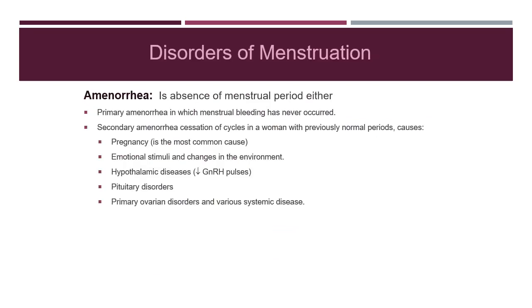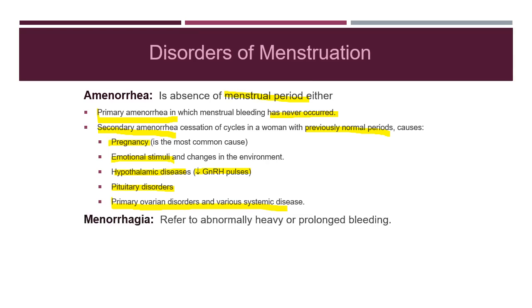Some of the common disorders of menstruation are presented here. Amenorrhea is the absence of menstrual period, which can be either primary amenorrhea, in which menstrual bleeding has never occurred, or secondary amenorrhea, where cessation of cycles happens after previously normal periods. The main cause of secondary amenorrhea is pregnancy, which is the most common cause, or it could be due to emotional stress, hypothalamic disease that is associated with decreased pulses of gonadotropin releasing hormone, or some pituitary disorders, or it can be due to primary ovarian disorders and various systemic diseases.